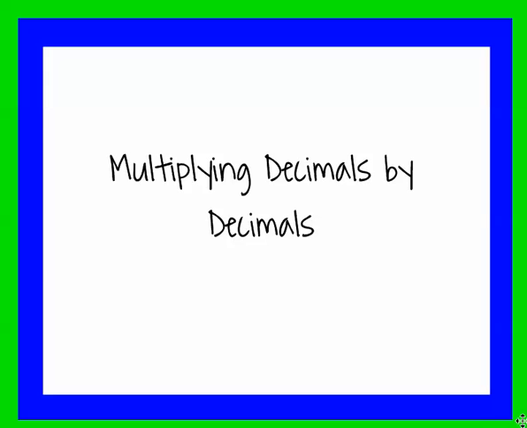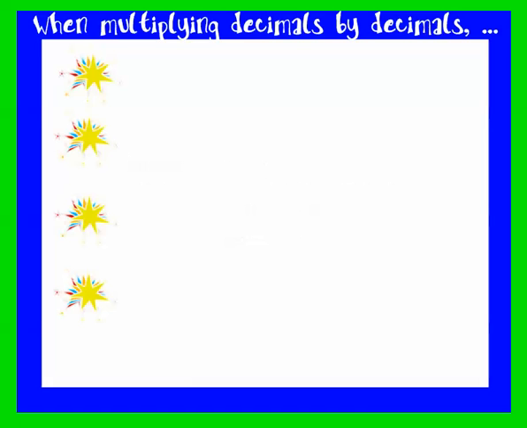Let's look at how we multiply decimals by decimals. The process for multiplying decimals by decimals is really nothing new to you at this point. We're going to use the same process that we did when we were multiplying decimals and whole numbers. We're going to start by estimating what our answer should be, so we can look at our work and realize the reasonableness of the calculations we've performed.